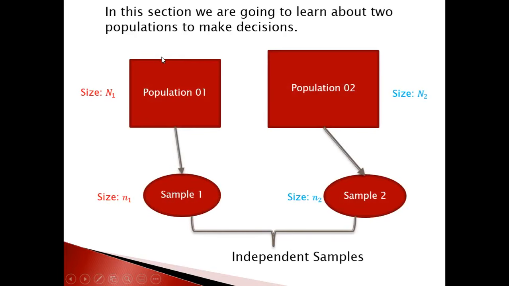Here you can see we have taken population 1 and population 2. They are selected separately. So I have mentioned n1 is the population 1 size and the population 2 size is n2. In this case, you can see these population sizes n1 and n2 may or may not be equal. From population 1, we have taken sample 1 of size n1, and from population 2 we have taken sample 2 of size n2. These sample 1 and sample 2 are independent.